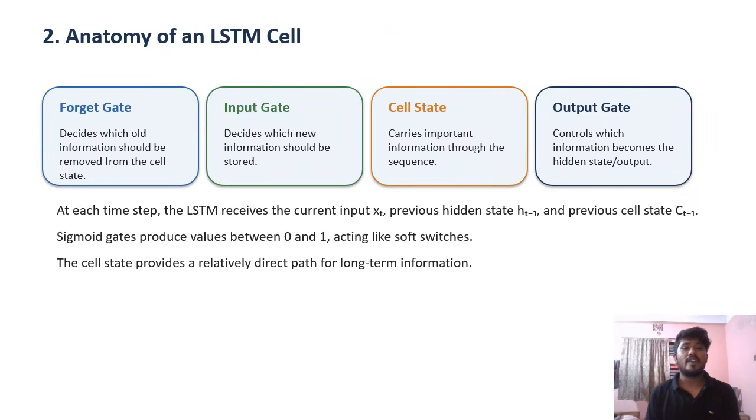Now we'll see the anatomy of an LSTM cell. It has four parts. The first, the forget gate, decides which old information should be removed from the cell state. The second one is the input gate, which decides which new information should be stored. The third one is the cell state, which carries important information through the sequence. And the final one, the output gate, controls which information becomes the hidden state or output. At each time step, the LSTM receives the current input, previous hidden state, and previous cell state. Sigmoid gates produce values between 0 and 1, acting like soft switches. The cell state provides a relatively direct path for long-term information.